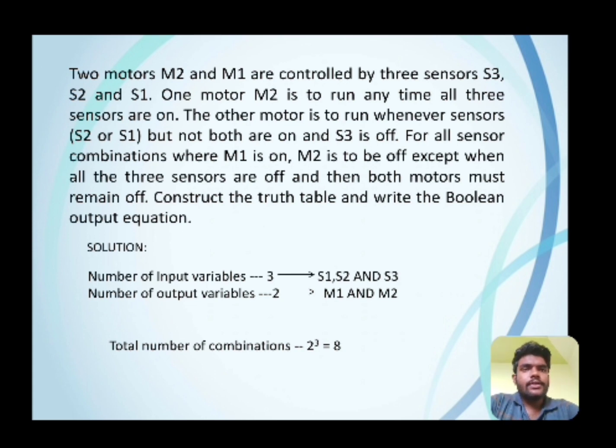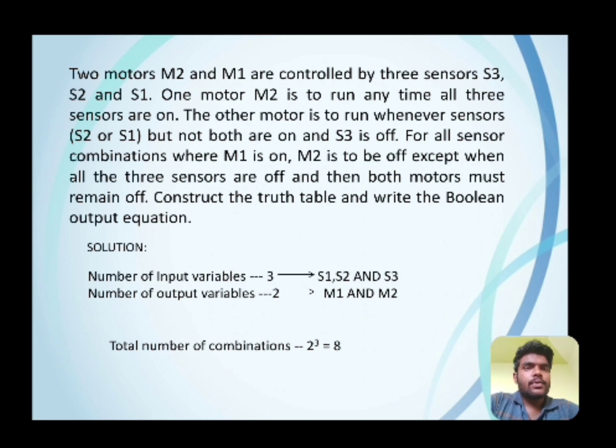In DSDV and in Boolean, off means 0, on means 1. In the question, two motors M2 and M1 are controlled by three sensors. This means M2 and M1 are the output variables and sensors S3, S2 and S1 are the inputs. Let us come to the conditions to derive the truth table.